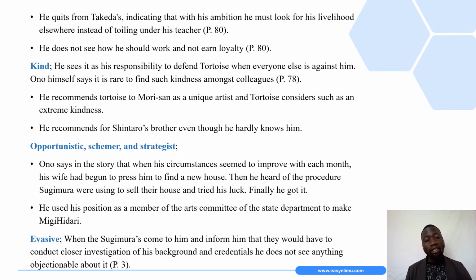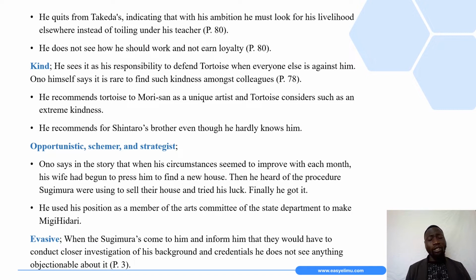We are told in the novel and in this episode that Ono says that when his circumstances seemed to improve with each month, his wife had begun to press him to find a new house. Then he heard of the procedure the Sugimuras were using to sell their house and tried his luck, and finally he got it. That is when he narrates how he was able to get the house they are living in right now. Again, he used his position as a member of the Arts Committee of the State Department to make Mijihidari, which was a famous haunt. And in that place he had a table that was reserved for him and his pupils.